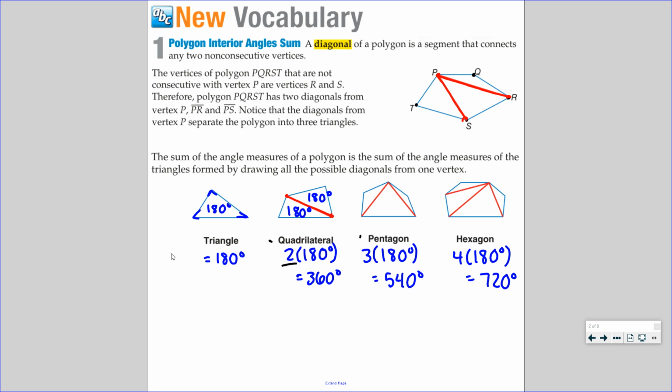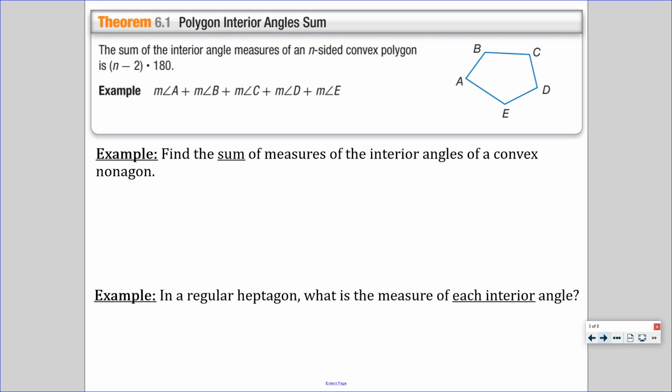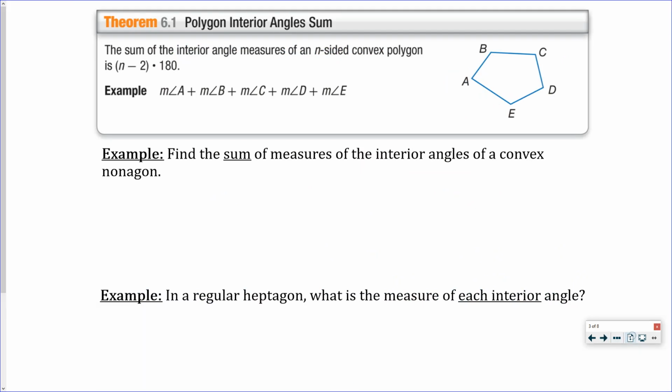Okay, let's see if that works for this one. How many sides does the pentagon have? 5. 5 minus 2? 3. Hexagon has how many sides? 6 minus 2? Could that be how many times I'm going to times 180 by? Yes, it is. That's basically where this formula comes from right here.